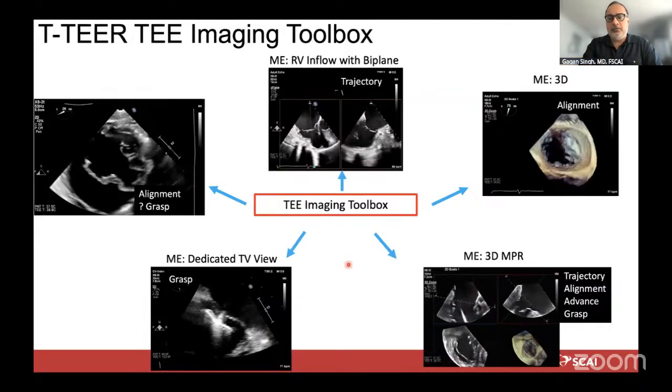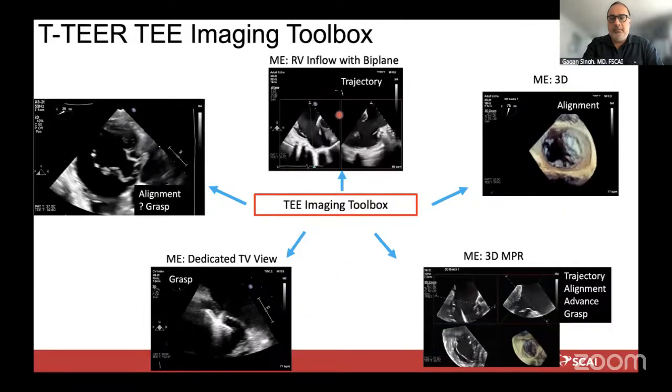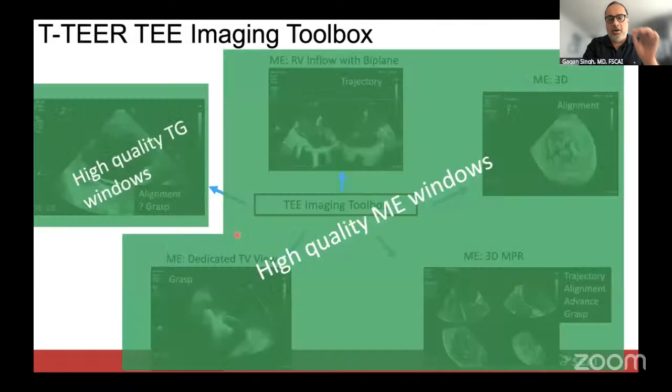And whatever tools that you have access to. It could be mid-esophagus, could be transgastric, but all of this is predicated on the fact that you have to have high quality windows. And Rhonda, it's never the imager, right? It's just the imaging windows.